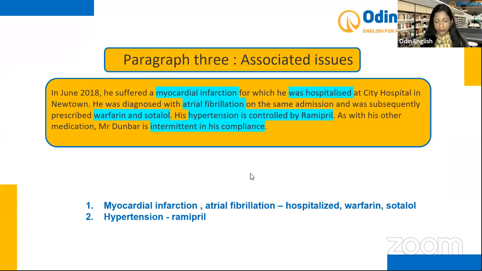So the next paragraph is about the associated issues. You can see here that they've included the associated issues and the solution for each of them. For example, you can see the spotlight here. For the myocardial infarction, he was hospitalized. For the atrial fibrillation, he's on warfarin and sotalol. For the hypertension, he's on ramipril. So the associated issues and the management for them are also included.